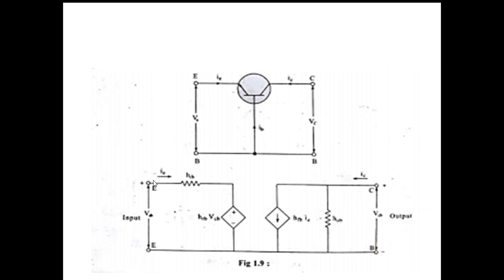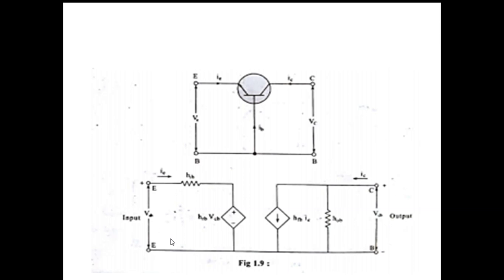IE is flowing through the resistance HIB. Now this voltage plus this voltage is equal to the total voltage. VEB or VE is equal to HIB IE plus HRB VCB, where VCB is the output voltage which is measured across the output terminals. Okay, this is about the first equation.